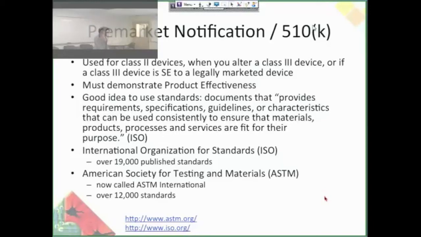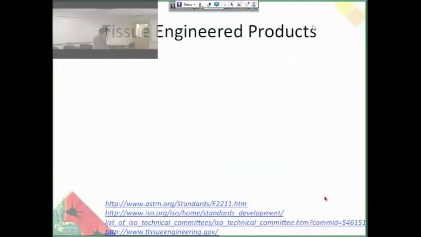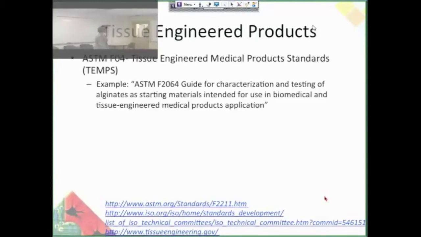Okay, what if you have a tissue-engineered product? Those are weird. They're new. We don't know what to do with them. The ASTM and ISO actually do have standards for them. An example of the TEMP standards from ASTM is a guide for characterization and testing of alginates as starting materials intended for use in biomedical applications. I think there's 20 that are contained within that subject.